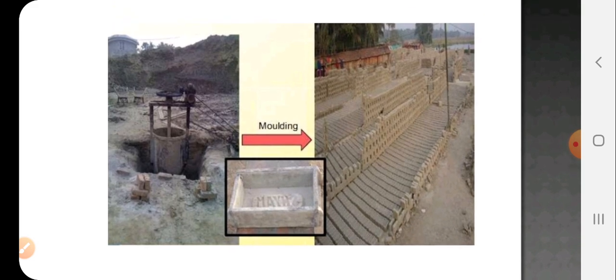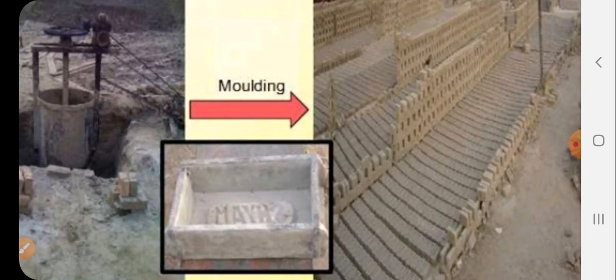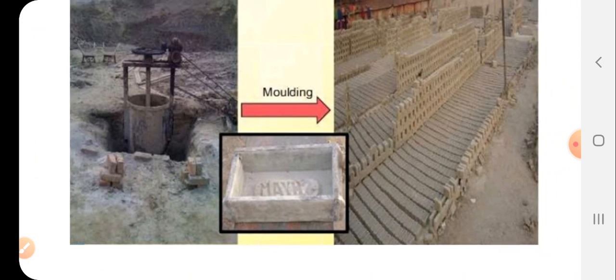This is a representation of molding. This is used for hand molding. The soil is put into these molds, and hand molding is done.